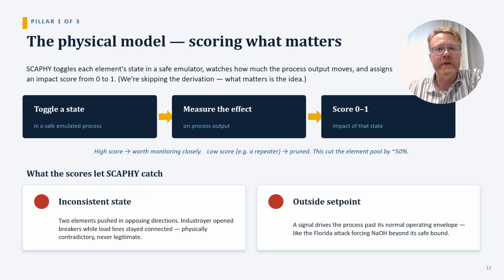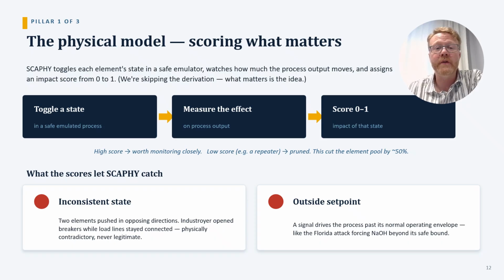So the physical model, this is pillar number 1. This pillar asks the question, how disruptive is this command physically? And underneath that, SCAPHY parses the plant's OPC data to find the ICS elements, figures out which processes exist, maps how each element depends on each other, and then scores each element's state on a scale of 0 to 1 by how much they move the process output. I'm not going to go through all the impact coefficient math. A good chunk of the paper was devoted to it though.